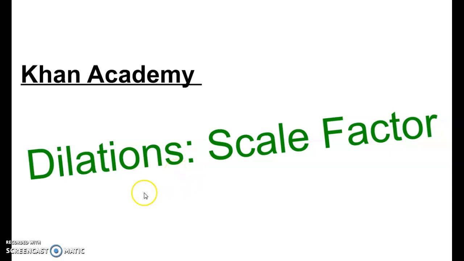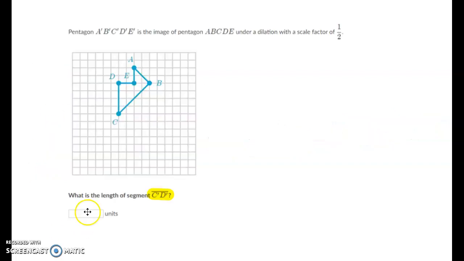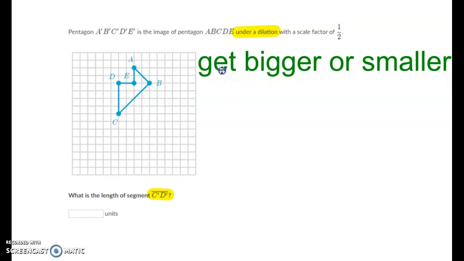All right, let's take a look at dilations using a scale factor, a Khan Academy lesson. So our first problem looks like this, and we have a pentagon, or a five-sided figure, and they're putting it under a dilation. And let's remember, dilation means we're either getting bigger or smaller, and they're doing it on a scale factor of 1/2. And so they're going to ask us this question down here.